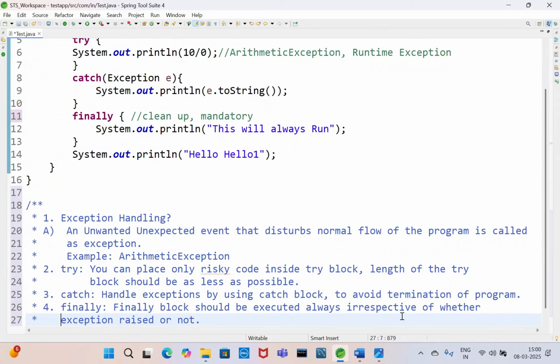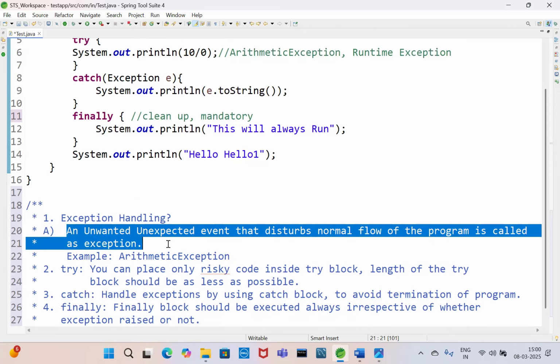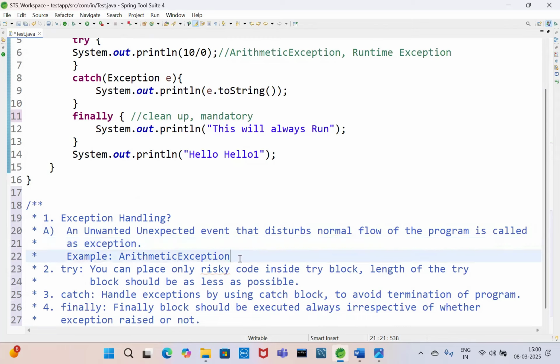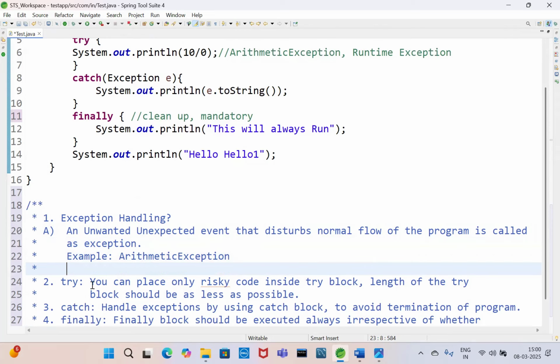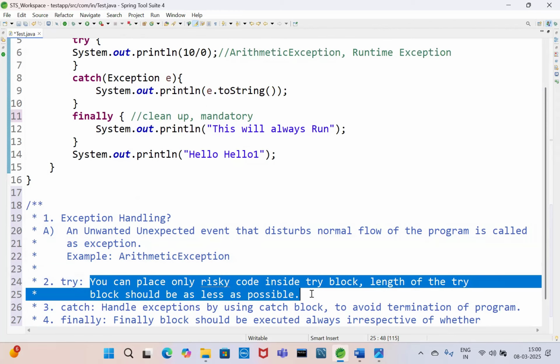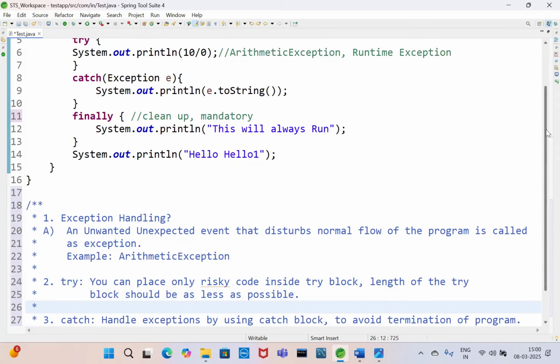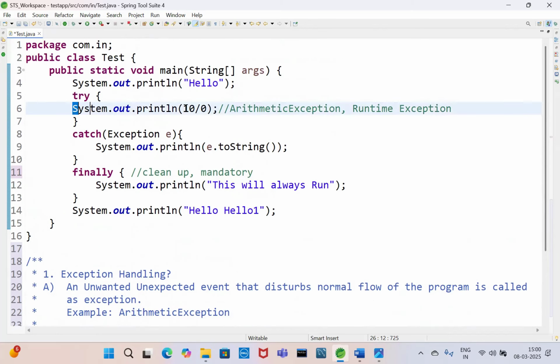So let's understand one more time. What is exception handling? An unwanted, unexpected event that disturbs normal flow of the program is called an exception. Example, arithmetic exception. This arithmetic exception is found at runtime. Next, try. You can place only risky code inside the try block. The length of the try block should be as less as possible. So let's understand the first two. An unwanted, unexpected event, here some event will be raised, that disturbs normal flow of the program is called an exception.